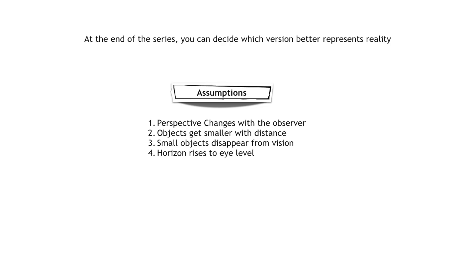For our assumptions, first, the perspective changes with the observer and the observer position. Objects get smaller with distance. Small objects disappear from vision, and the horizon rises to eye level.